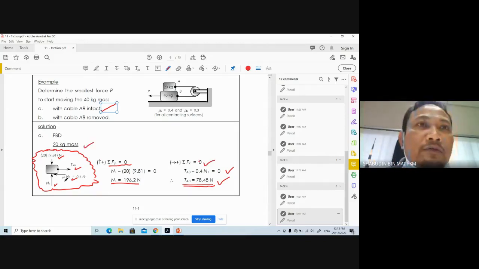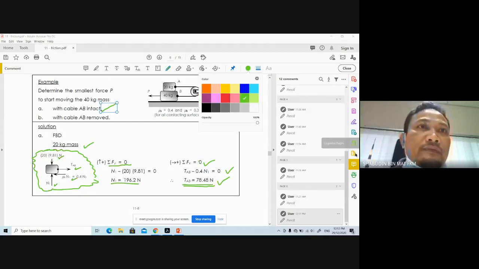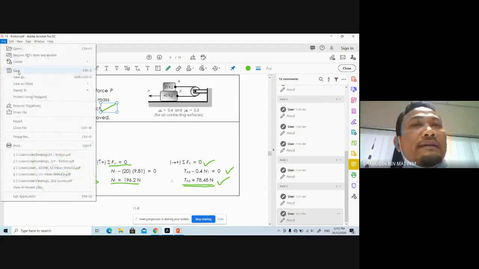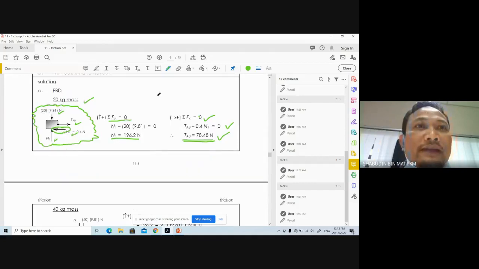It's not possible for the friction force to go to the right. It must go to the left because the object tends to move to the right. You have to do a correct prediction on that. That's it. And then what to do? You do an analysis at the 40 kilogram mass.